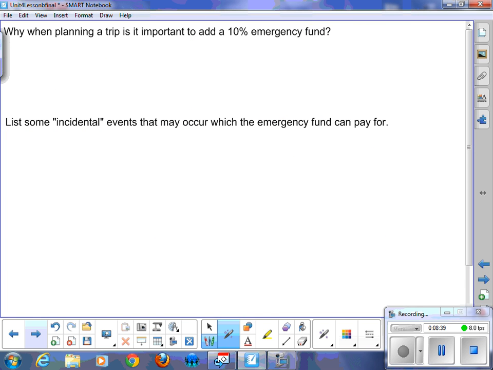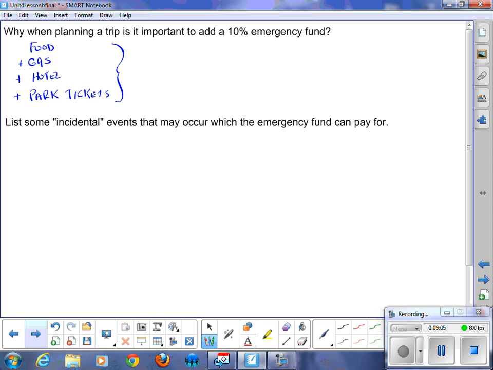So what I want to talk about here is some of the other things that go with it. So why, when planning a trip, is it important to add a 10% emergency fund? All right. So what you try to do is you try to list everything that you're going to use on this trip: food, gas, hotel, park tickets, because you want to know how much money you're saving to go on this trip, and you end up with some total amount.